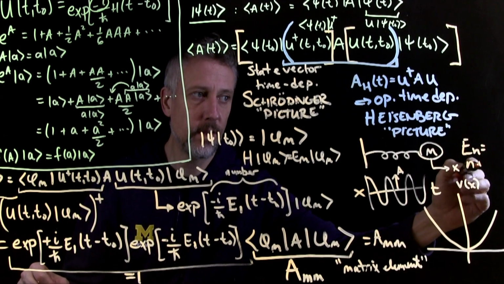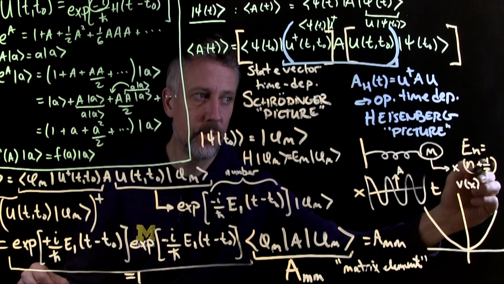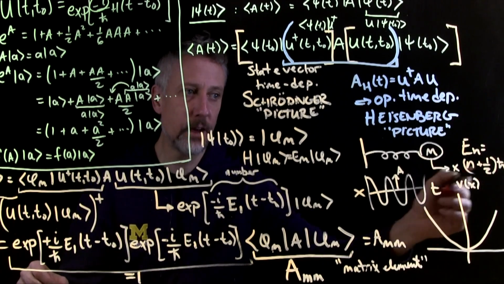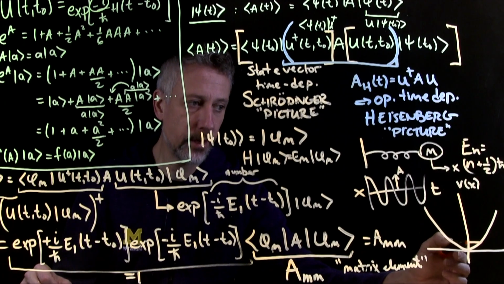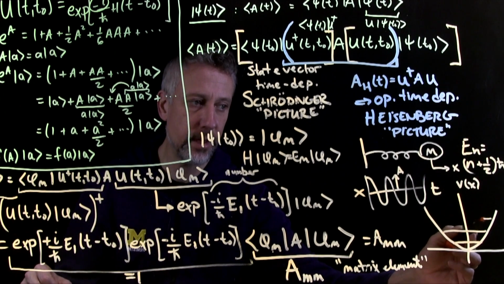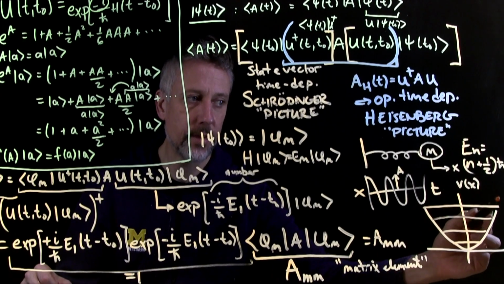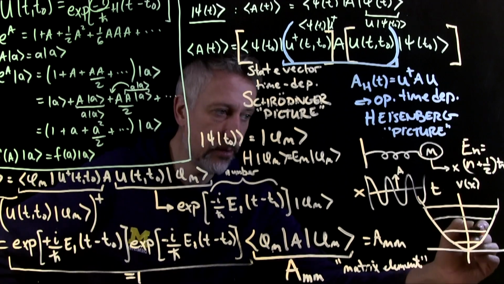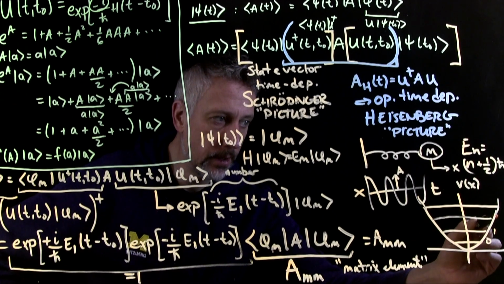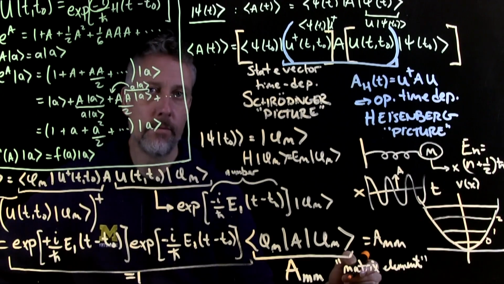Right? They're n plus a half times a constant, h bar omega. And omega is related to the spring constant. These energy levels are here, and they're evenly spaced, or equally spaced. That's the hallmark signature of a harmonic oscillator. They start at 0, 1, 2, and so on. So what do you notice?